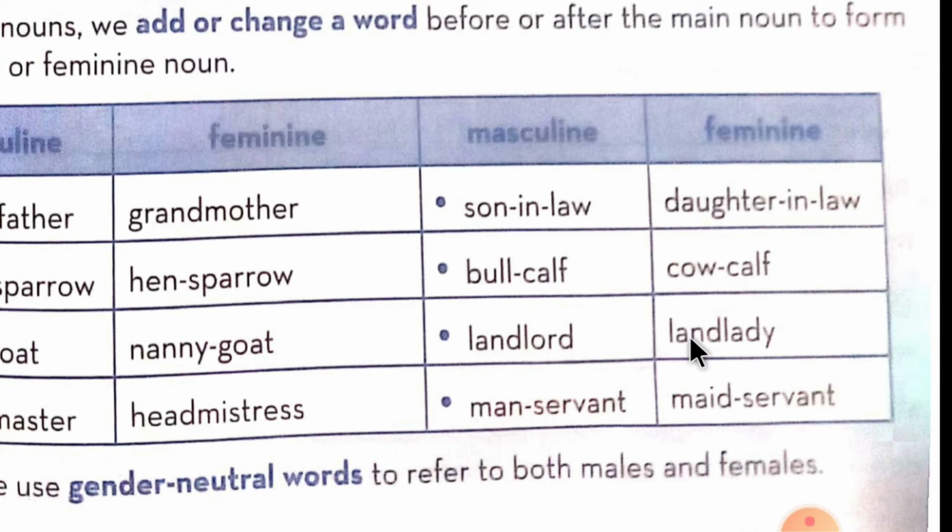Then same way, landlord. Here the word land is common in both feminine and masculine. Here landlord is used for masculine. But what is used for feminine? Landlady. Man servant. Here maid servant. Here servant is the same in both feminine and masculine. What will be the change? Man is used for male and maid is used for female. So man servant, that is masculine gender, and female servant means maid servant, that is for feminine gender.